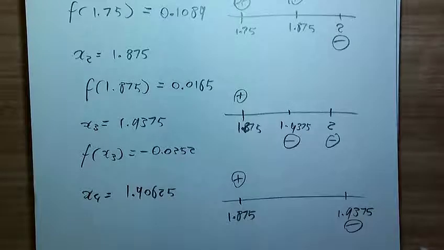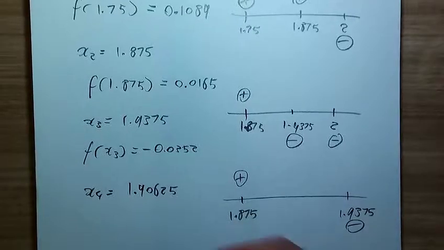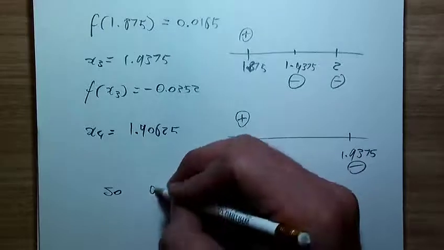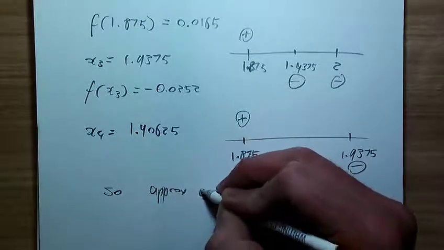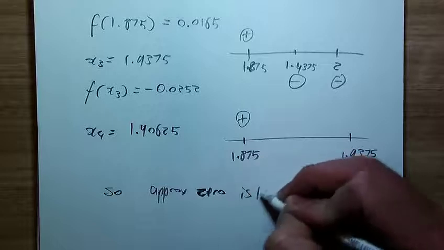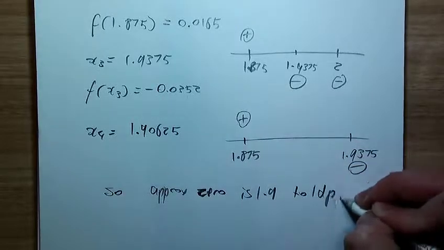Now, if what I wanted was to do this to 3 decimal places, I'd have to keep going until I was sure that my first 3 decimal places didn't change. So I have at least got it to 1 decimal place now. It's definitely 1.9 to 1 decimal place. Because I knew that either of these will round off to 1.9. So when I round off to 1 decimal place, it's going to be 1.9 either way. So the approximate 0 is 1.9 to 1 decimal place.